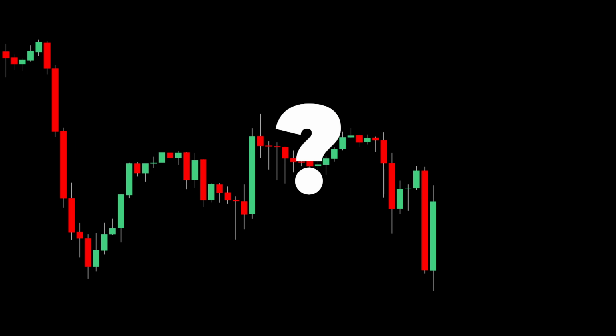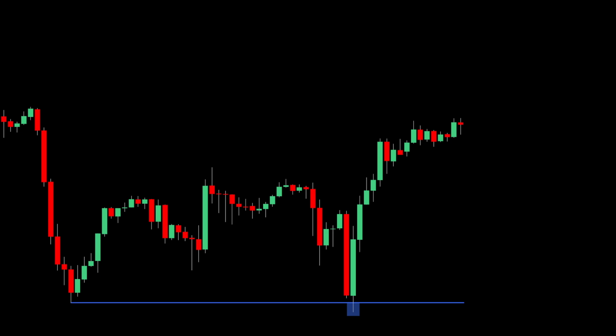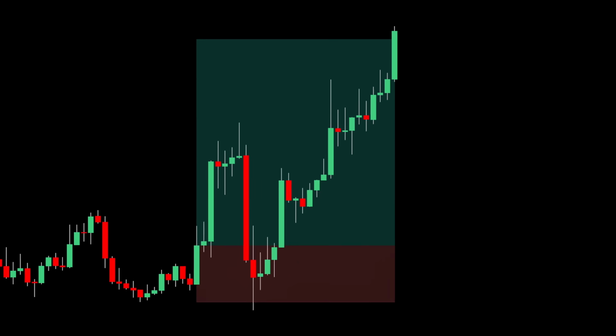So, what exactly are liquidity sweeps? A liquidity sweep occurs when price briefly pushes past a key support or resistance level, just far enough to trigger stop losses or fill pending orders, before snapping back in the opposite direction. These moves are designed to grab liquidity from traders who placed stops in predictable spots, giving larger players the ability to enter or exit positions with minimal slippage.